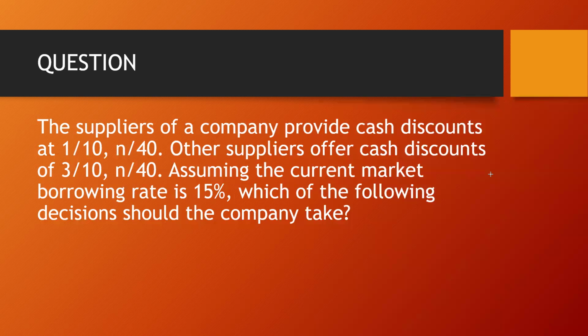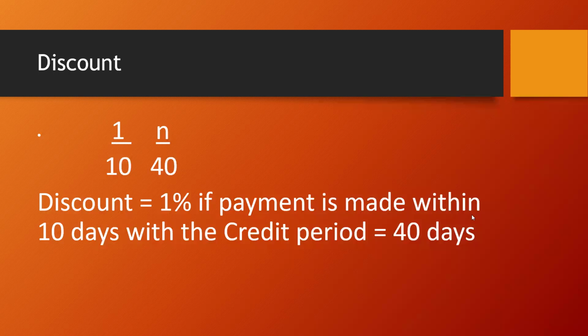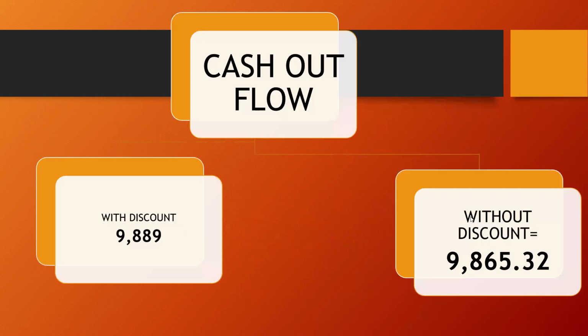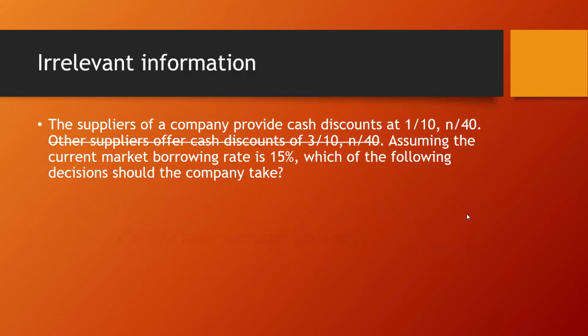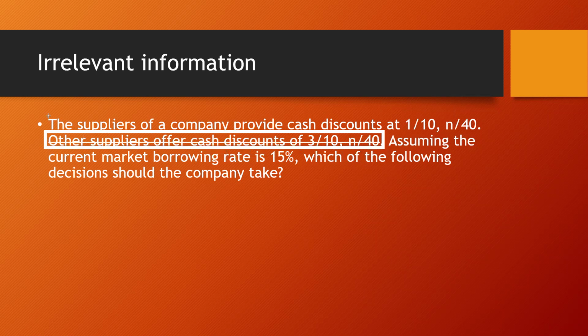Let me show you the last hidden thing. You need to find the irrelevant information. Do you hear me correctly? It's irrelevant information. The second line, the other supplier offer. In this situation, if you read the question, the supplier of a company provided, he is my supplier. I have made a purchase from him.